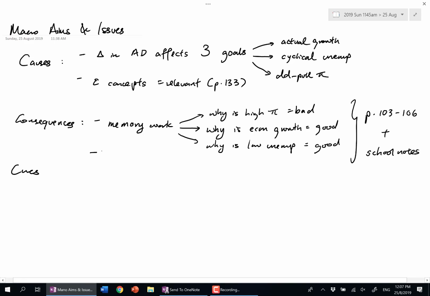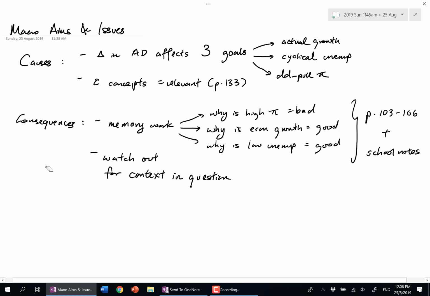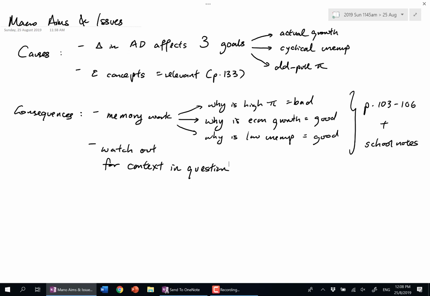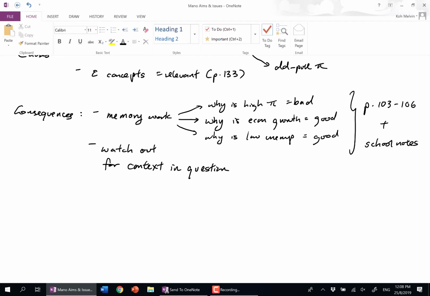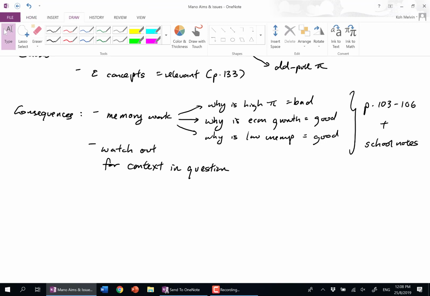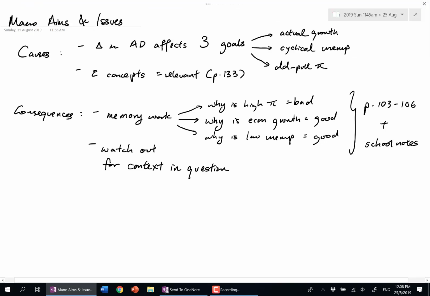The second point is that examiners are not going to make life so comfortable for us. Because this is memory work, you need to watch out for context in the question. Cures, maybe we are not going to cover cures today. But let me just consider this second point on consequences. Watch out for the context means it can mean a few things.